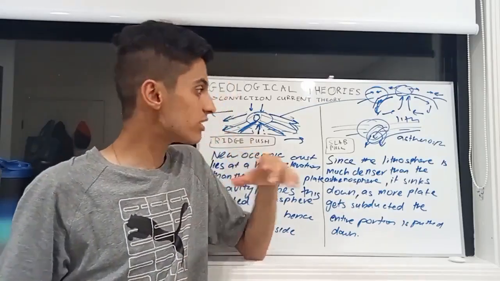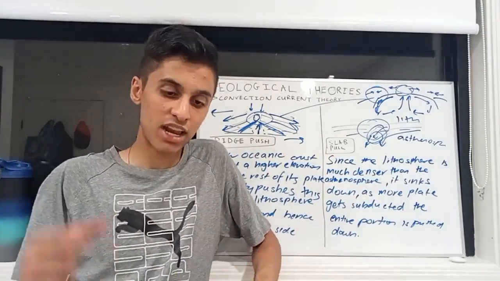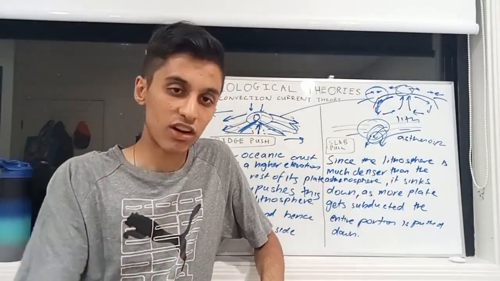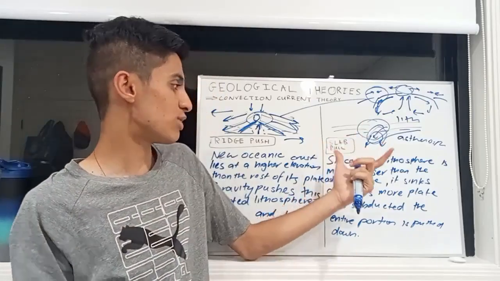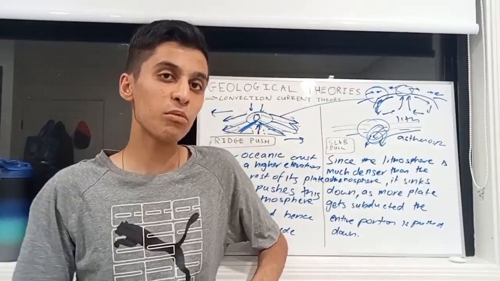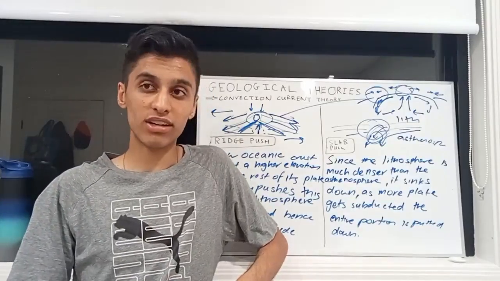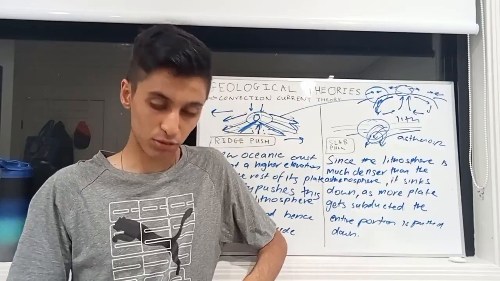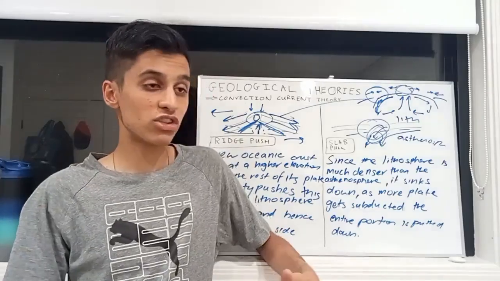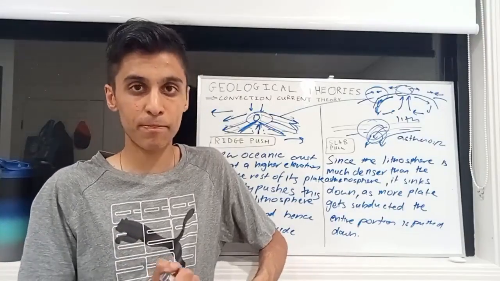So now that we've looked at convection currents in general, and these two mechanisms, ridge push and slab pull, which also come under convection currents, it's time we look at seafloor spreading. Now this one's quite a hard one to understand. I'll try and make it as simple as possible. So let's just jump straight into seafloor spreading now.